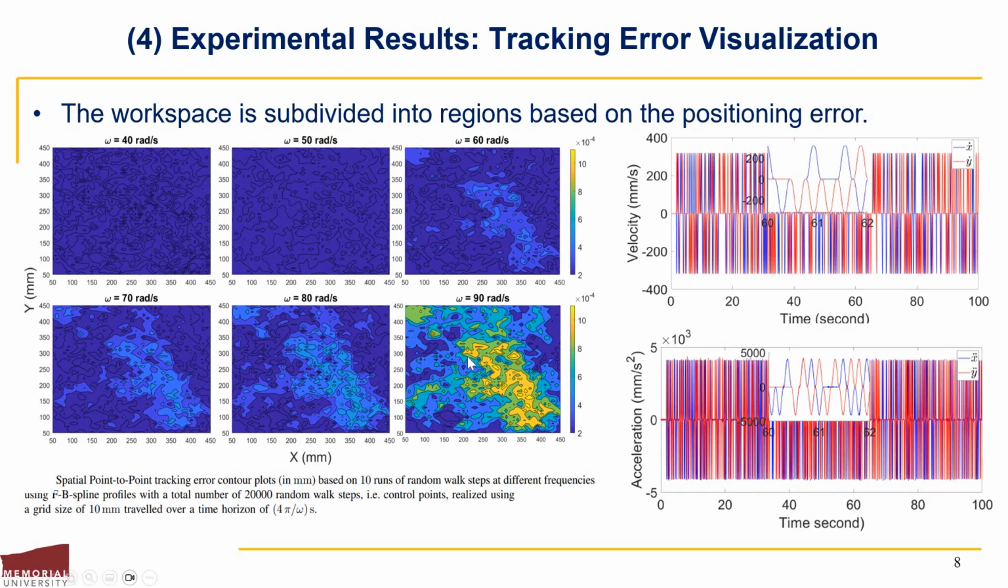Plotting the recorded tracking errors results in the workspace visualization as shown here at different operating frequencies. To the right, the associated velocity and acceleration profiles of the random walk steps involved are shown, with suitable kinematic constraints being imposed. Interestingly, these contour plots can help the operator choose the right placement of the workpiece such that desirable error levels at any given operating frequency are maintained.